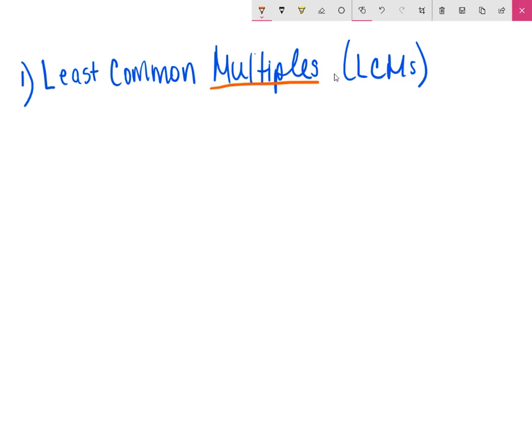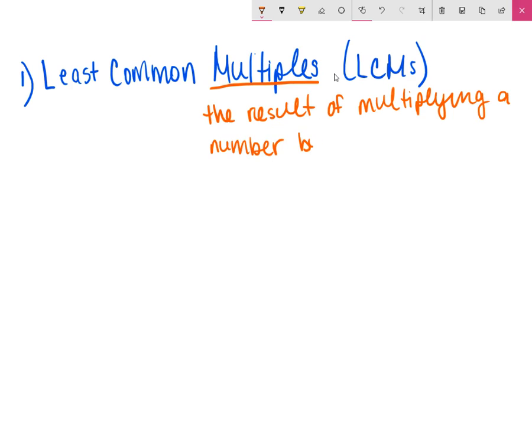The proper definition for the word multiples is the result of multiplying a number by a multiplier. So the result would actually be the product, because when we multiply two numbers together, we get a product, right?